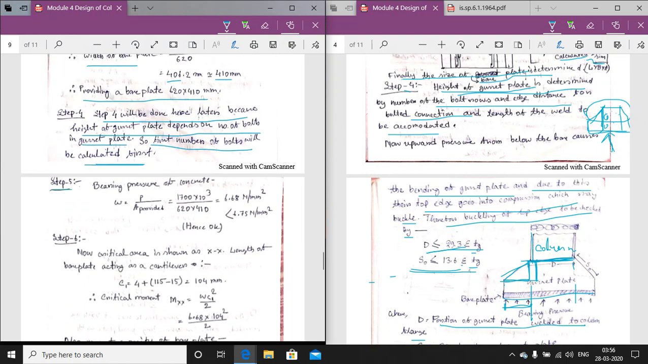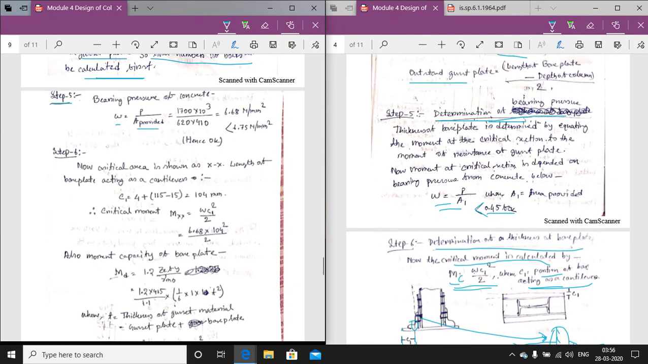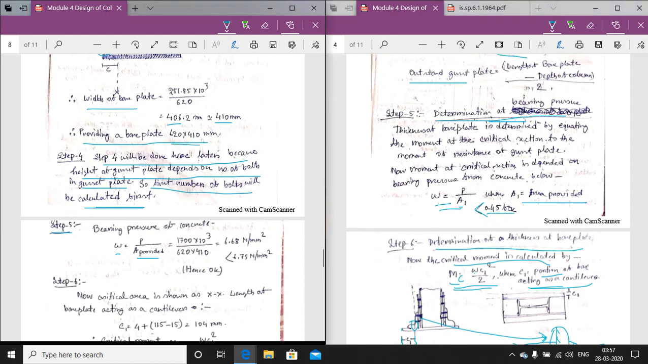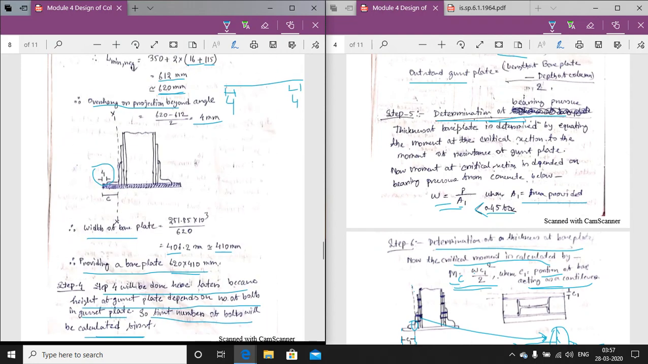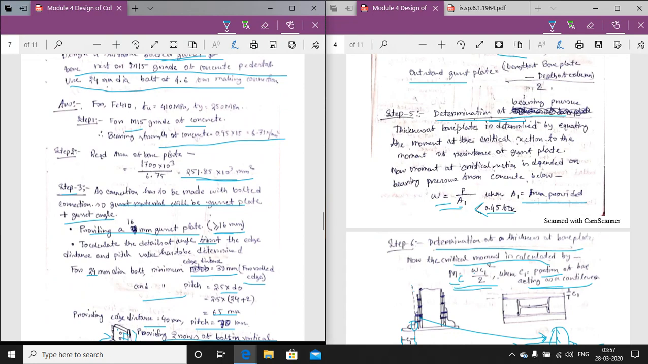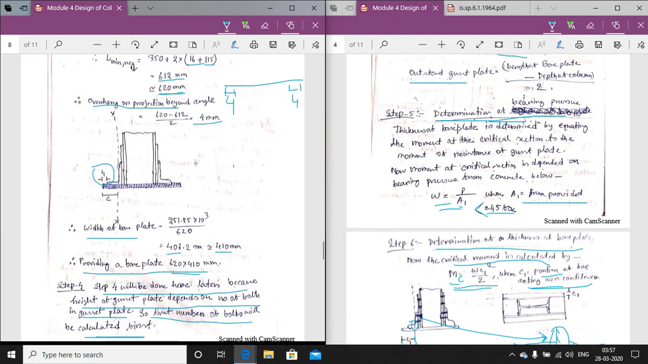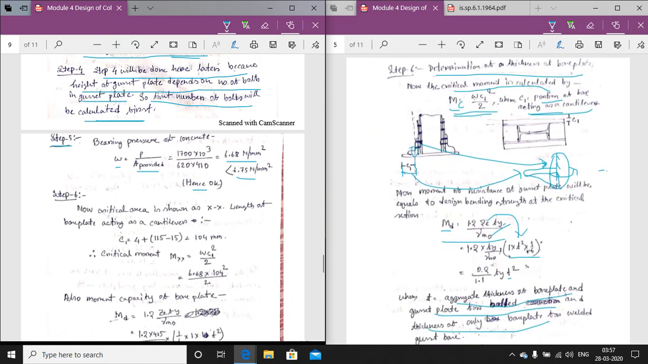So step number 5 we are taking now. What is step number 5? Step number 5, determination of the bearing pressure. W is equal to P by A1. So W is equal to P by the area provided, where A1 is the area provided. So 1700 into 10 cube is the total load, and the area provided is 600 into 400. So we get 6.68 Newton per millimeter square. It should be less than 0.45 fck, which is equal to 6.75. So this value is less than 6.75, hence okay.